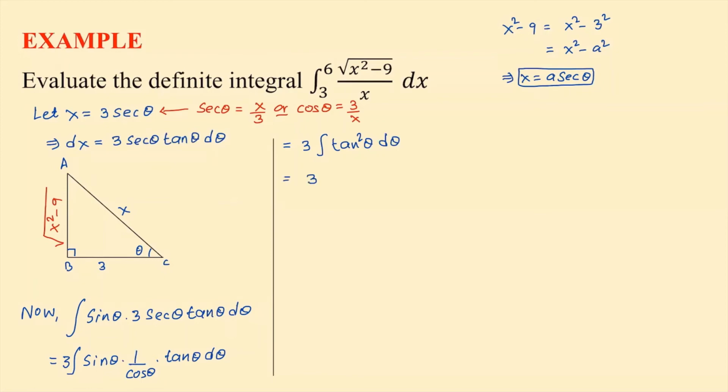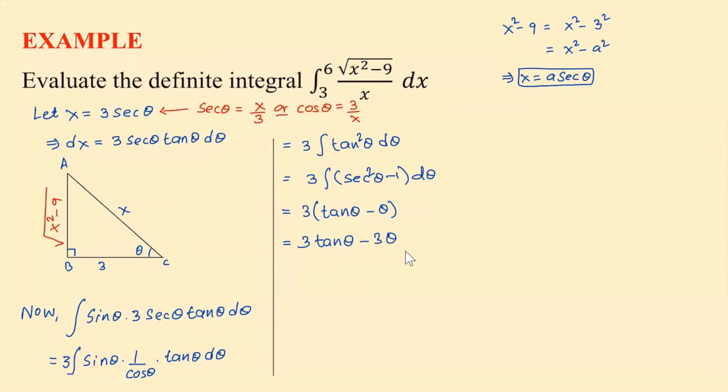That is equal to 3 times the integration of tangent squared theta. We cannot find the integration of tangent squared theta directly, so we are going to change this to secant. Tangent squared theta is secant squared theta minus 1 d theta, which is equal to 3 times the integration of secant squared theta, which is tangent theta, then minus the integration of 1 with respect to theta, which is theta. That is equal to 3 tangent theta minus 3 theta. So we have the answer in terms of theta.